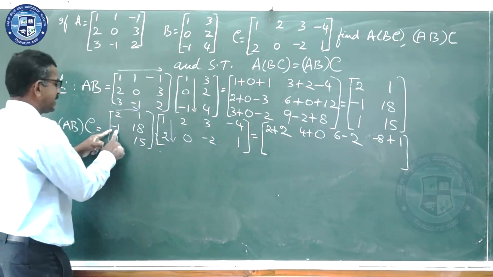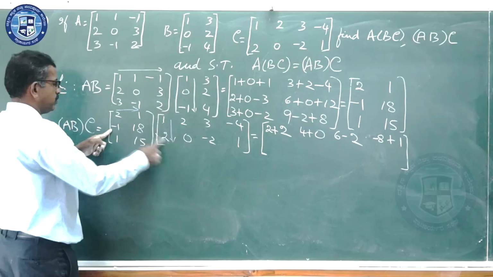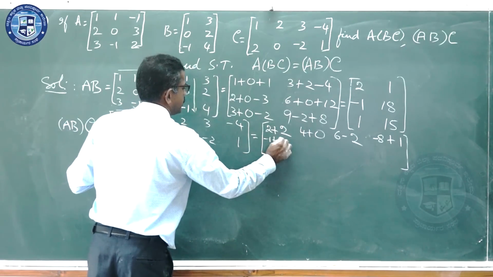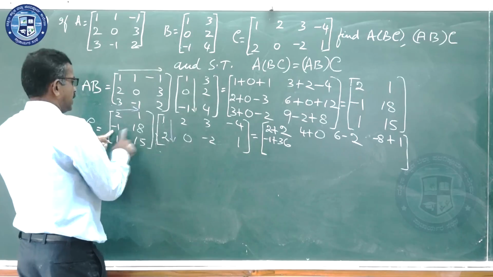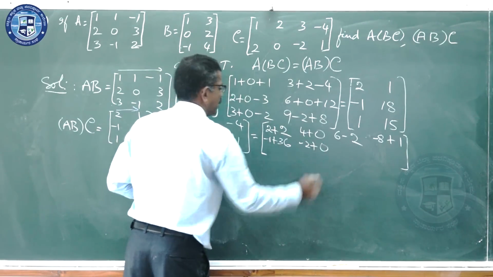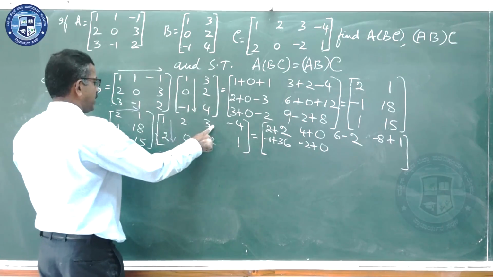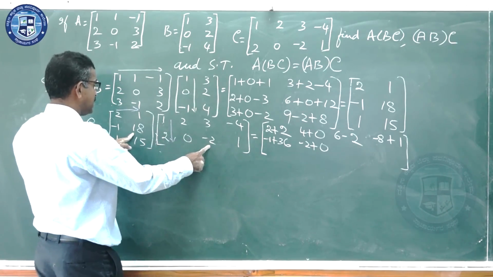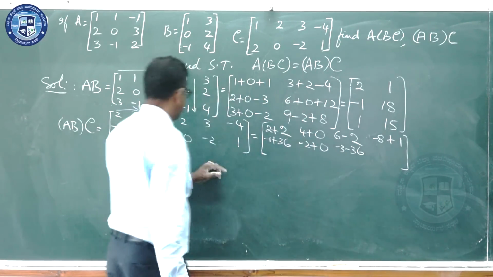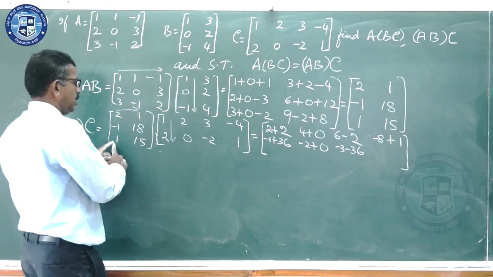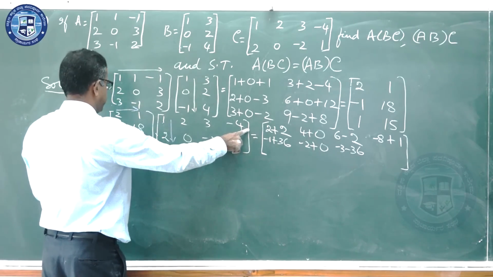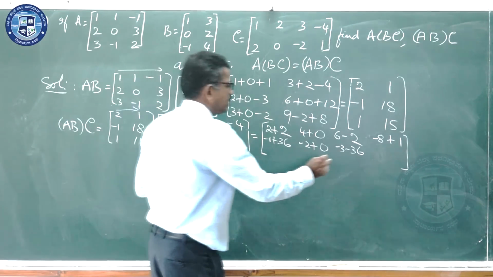What is the next one? Second row with the first column, it is minus 1 plus 36. Next we have here minus 2 plus 0. We have here minus 3 minus 36. On the last one, it is plus 4 plus 18.